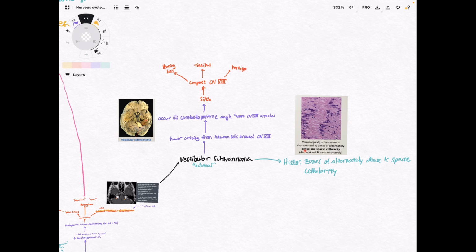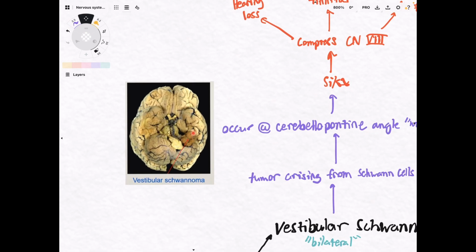So obviously, you have your vestibular cochlear nerve, which is involved with hearing. And you have Schwann cells, which of course myelinate these neurons. And this tumor actually arises from these Schwann cells around cranial nerve 8, or the vestibular cochlear nerve. And this occurs at the cerebellopontine angle, which looks like it's right around here. It's like there's your tumor there.